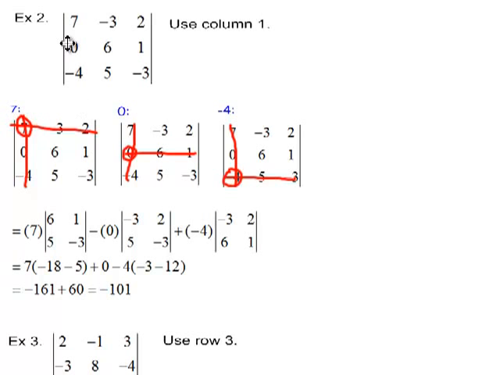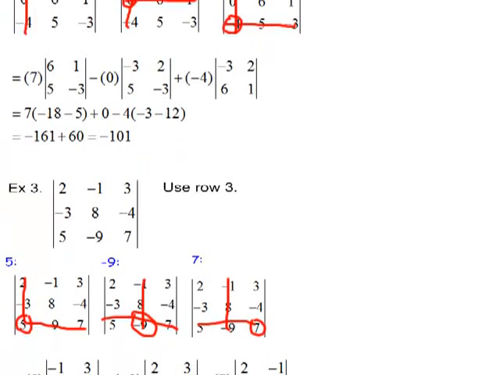So 7, cross out the first row, first column, so the remaining submatrix will be 6, 1, 5, -3. 0, cross out the first column, second row, so -3, 2, 5, -3. -4, so the submatrix will be -3, 6, 2, 1. Signs, because I'm using the first column, so 7 is a plus, negative, plus. So plus, negative, plus. And you expand the 2 by 2.